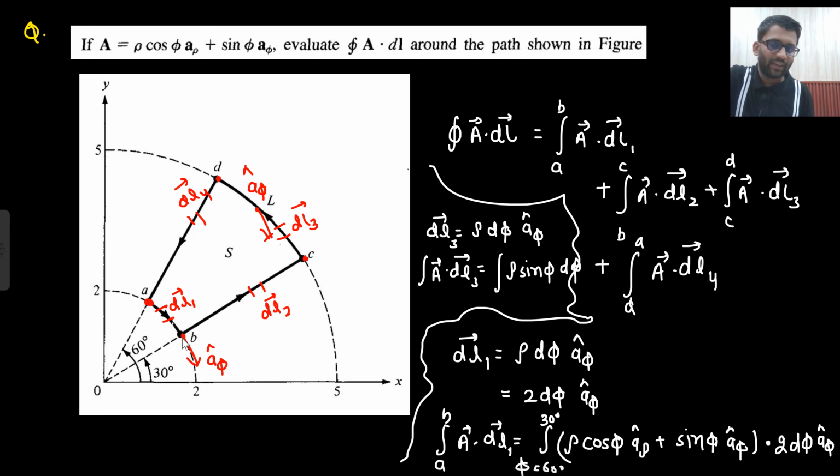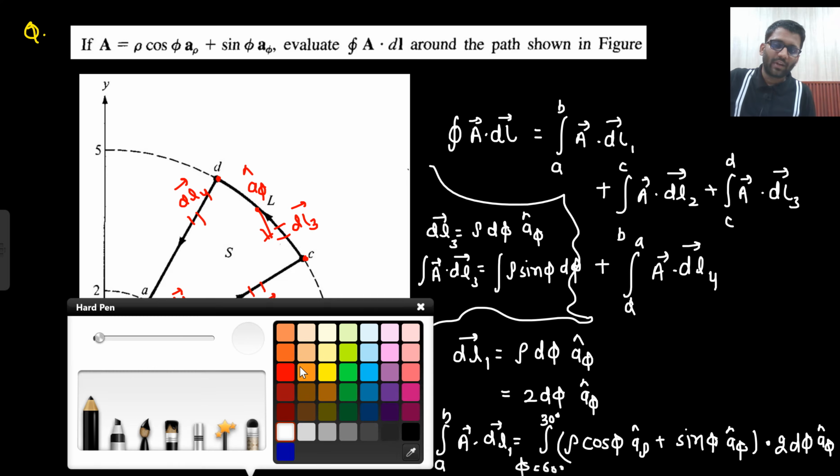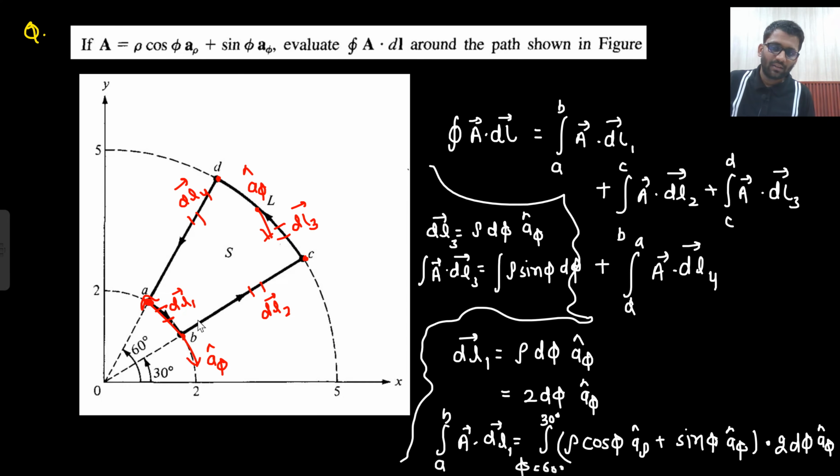Look, anything you can take as a phi. This direction also you could have taken as a phi. But for consideration, I am taking this as a phi. If I am taking this as a phi, you are happy with this. Because sir, if this is your a phi, then rho d phi a phi, and your limit was going from 60 to 30 degree. Now again I am working in a phi direction. Then what will be my limit? In this direction, my limit will be from 60 to 30 degree only. If I am saying that I am working in a phi, then my limit will be from 60 degree to 30 degree only.